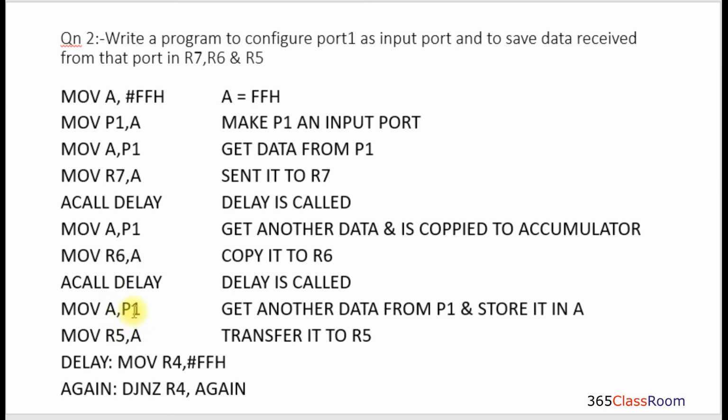Only these instructions are available in 8051. So you have to copy every data to the accumulator first, then only you can copy it to any of these registers. You can't copy directly to registers from P1 or P2 or some other ports. You have to use this instruction for copying data. MOV R6, P1 is an invalid instruction. So you have to copy this data to the accumulator first, then only you can copy it to any of these registers. Hope you have understood this program also.